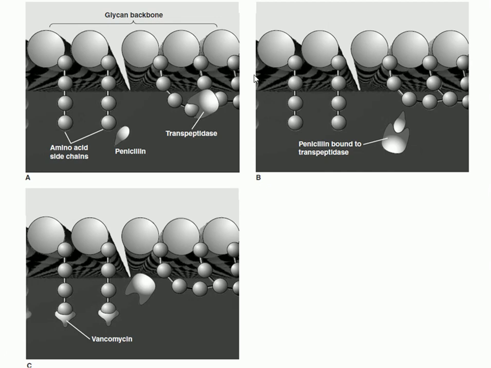So what happens, for example, with the antibiotic penicillin? Penicillin will bind to the transpeptidase enzyme. Once penicillin binds to the transpeptidase, the enzyme is unable to catalyze the formation of the cell wall. Without the formation of the cell wall, the bacteria will die. That's why this enzyme transpeptidase is also known as penicillin binding protein.